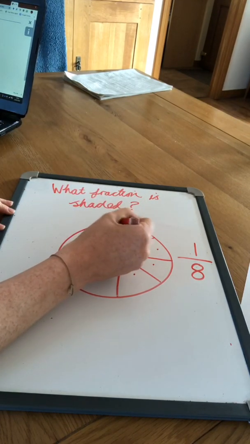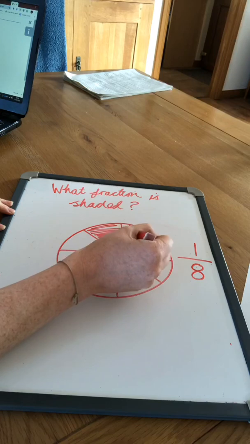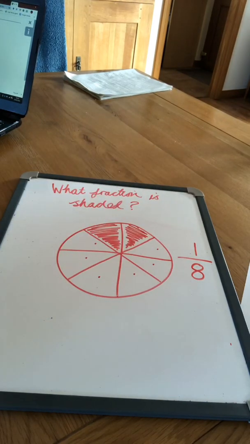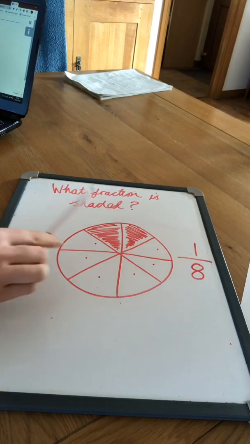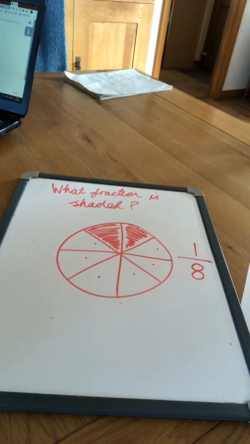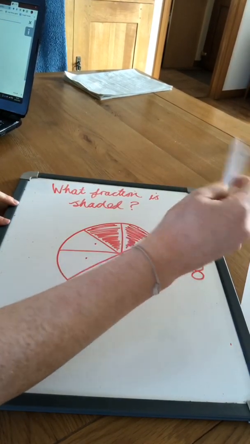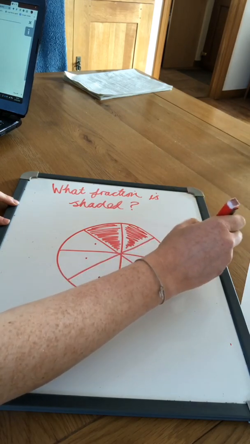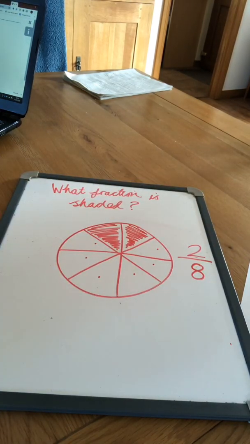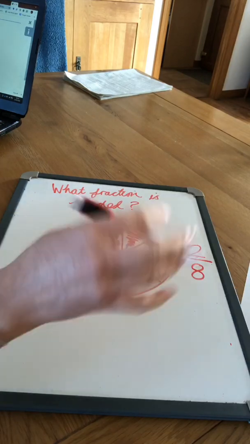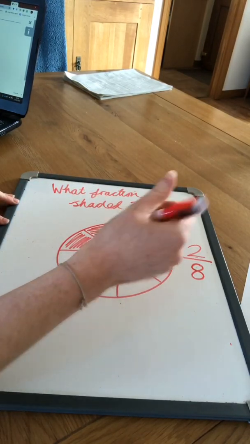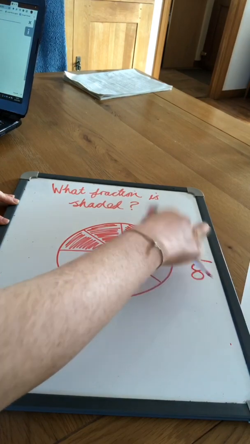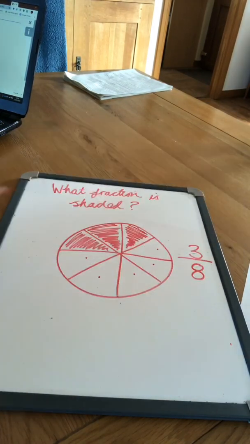What happens if I decide to shade another part in? So let's colour another bit in. Is that right now? Do we have 1/8? Or do we have 2/8? We have 2/8. That's 2/8. And let's go for another one. We have now got 3/8 shaded in.